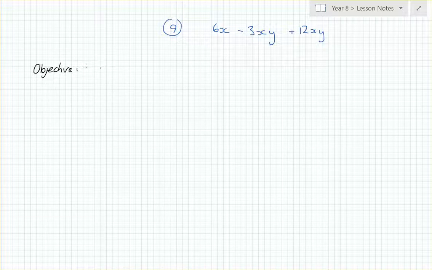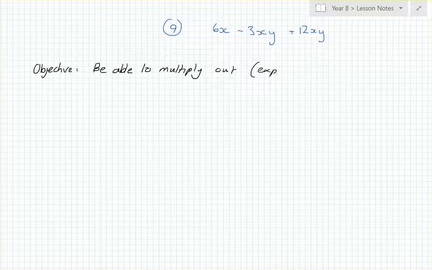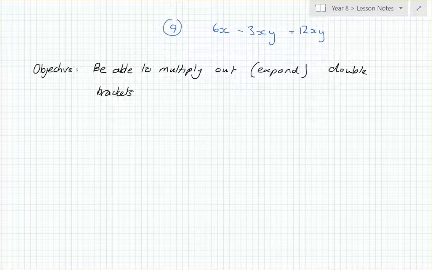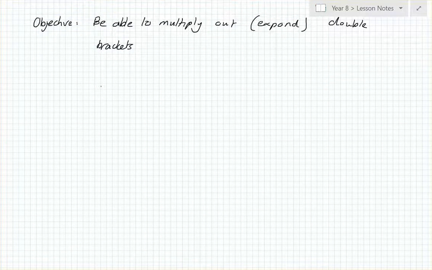Okay. Your objective, one of the final things before you've got to do your test. Be able to multiply out. I would also say expand double brackets. Now, for those of you that have gone on ahead with your homework or read in the book, you'll have seen these. So what we're doing is extending from the single brackets that we've done.